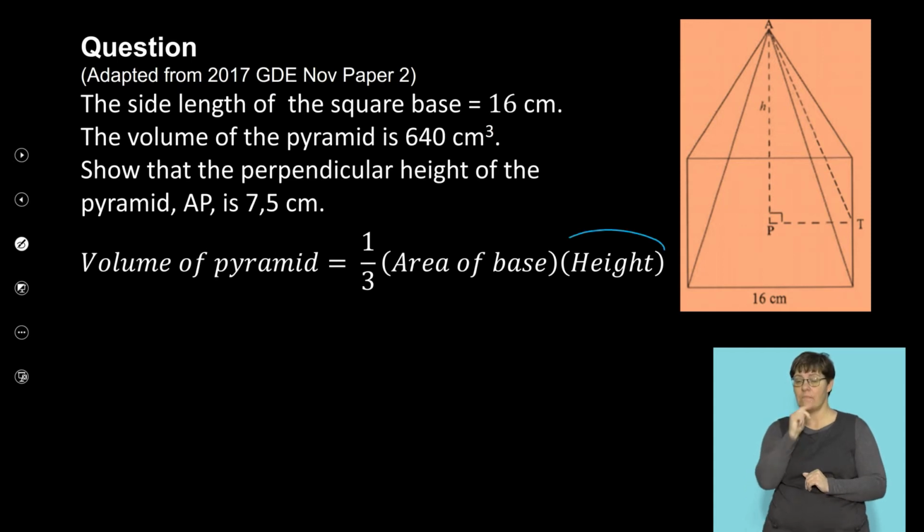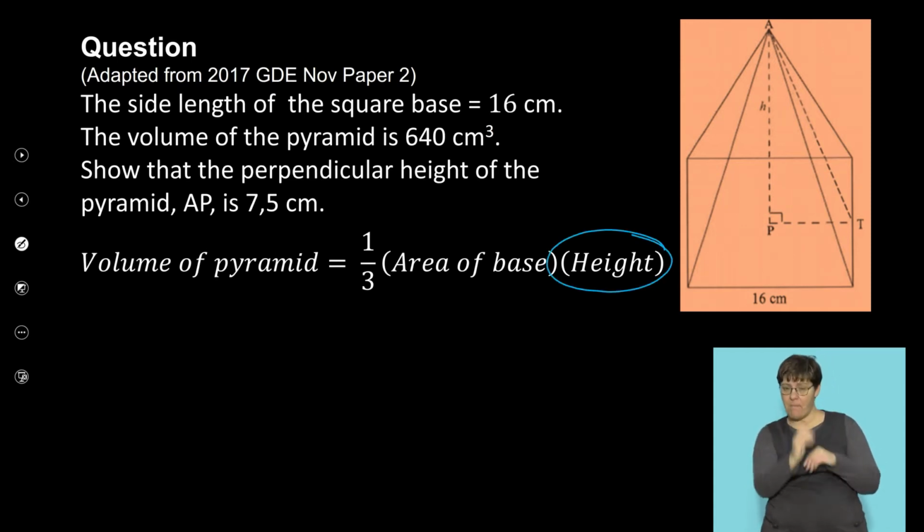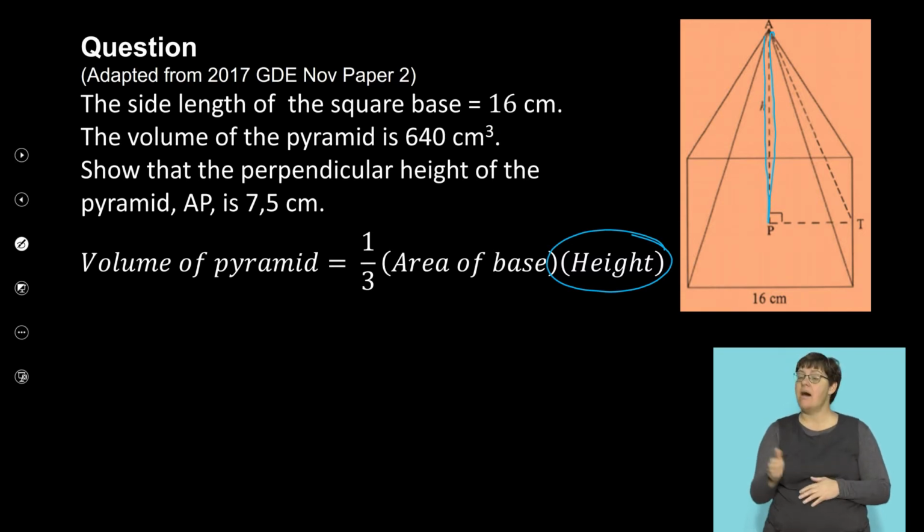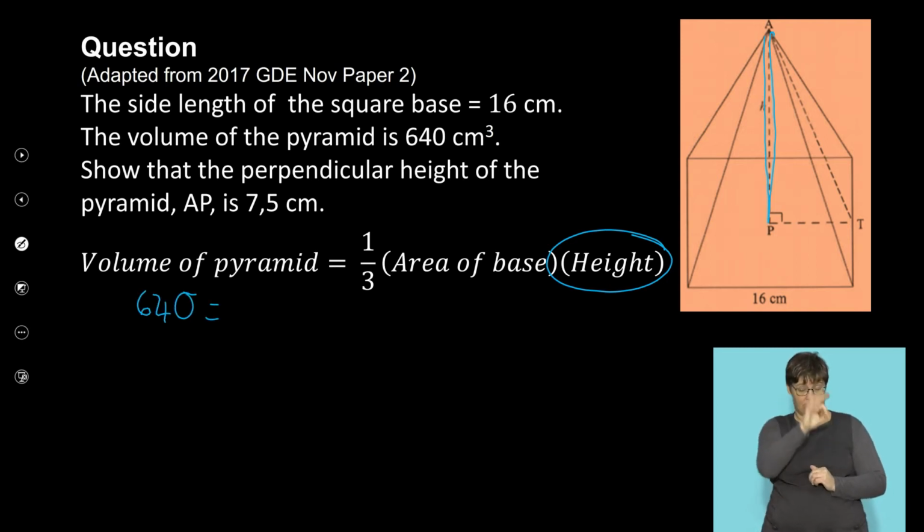So that means I'm trying to find out this portion of the formula. The volume of a pyramid is equal to 1/3 times the area of the base multiplied by the perpendicular height. So I want AP, which is my perpendicular height. But luckily in this case, I was actually told what my volume is. I know that my volume is 640 centimeters cubed.